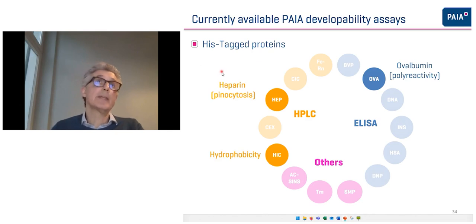And moving on to the HIS-tag proteins, we have fewer assays available, but we have a heparin assay, we have a hydrophobicity assay, and here for polyreactivity, we have the ovalbumin assay. So we hope to add some more assays to this portfolio for HIS-tag proteins in the next 1 to 2 years.